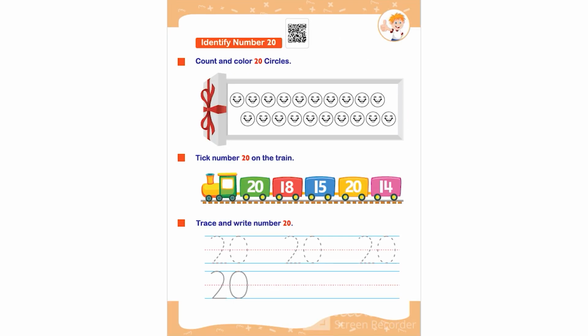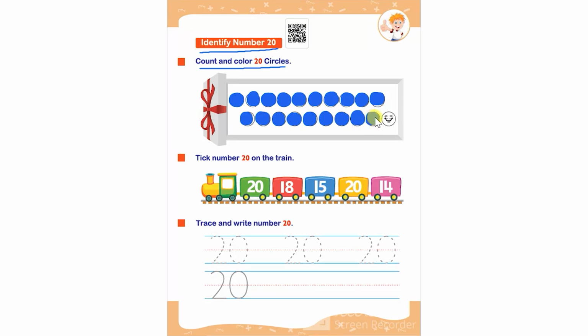In this worksheet the topic is identify number 20. Over here, count and color 20 circles. So here the child has to count and color 20 circles. So 1, 2, 3, 4, 5, 6, 7, 8, 9, 10, 11, 12, 13, 14, 15, 16, 17, 18, 19, 20. After that, they have to tick number 20 on the train. So here they have to put a tick mark on number 20.